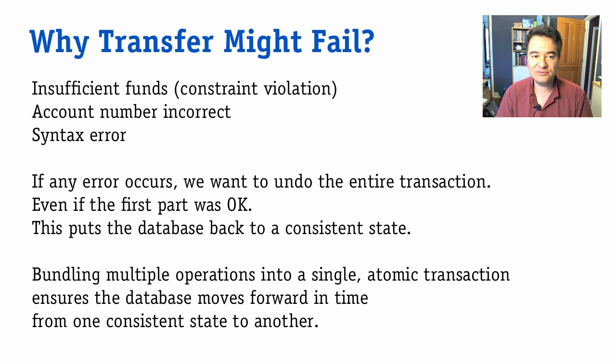It wouldn't be good for the bank to pull money out of one account and then have the second one fail and not transfer the money into another account. That would cause there to be not enough money in the bank, or vice versa. I wouldn't want to add money to one account and not be able to take it out of another. So I want to undo both of them as though nothing happened at all, and that would put the database back into a consistent state where none of the constraints have been violated.